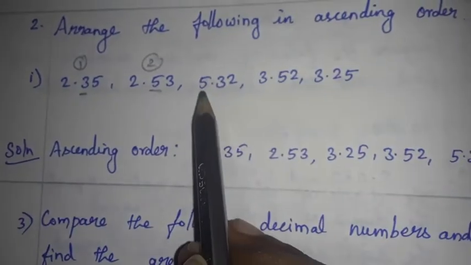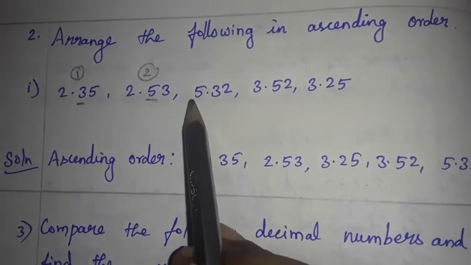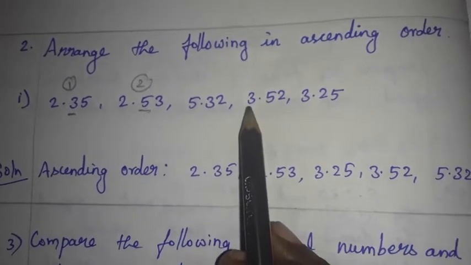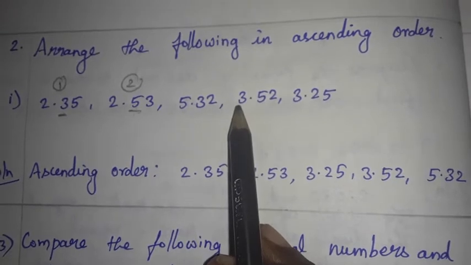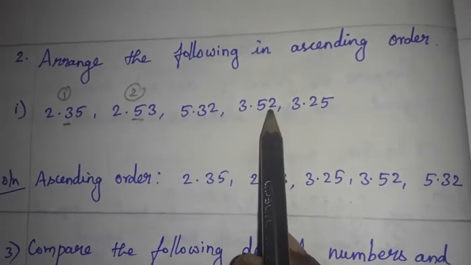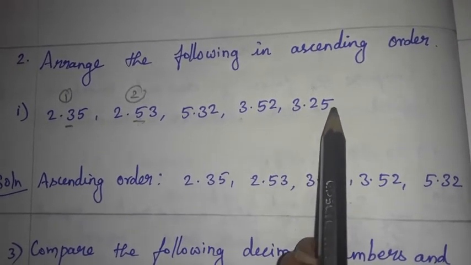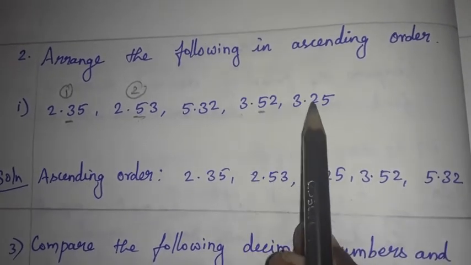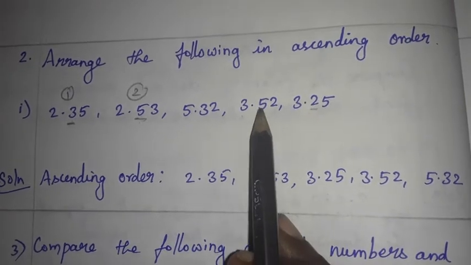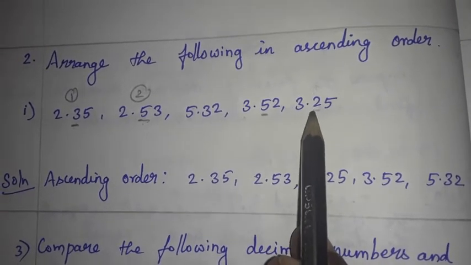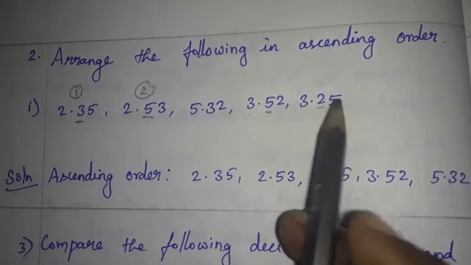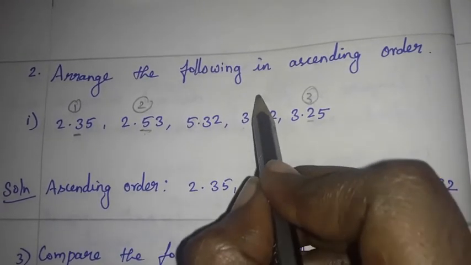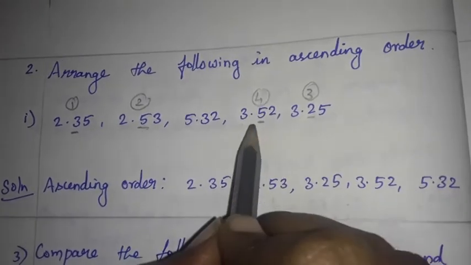Next, you have to compare the remaining 3 numbers. That is, the whole part is 5, 3, 3. Here we can say 3 is the smallest number, but the whole part 3 is in 3.52 and 3.25. Therefore, we are comparing the 10th place. Here the 10th place is 5 and here the 10th place is 2. 5 is greater than 2. Therefore, 2 is the smallest number. That is, 3.25 is the third smallest decimal number and 3.52 is the fourth smallest decimal number.